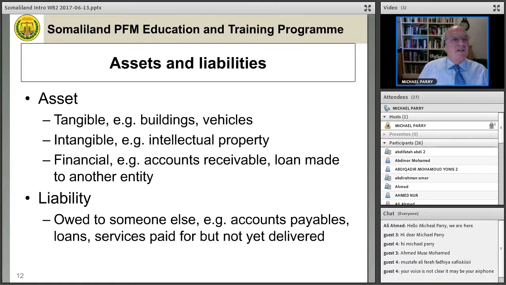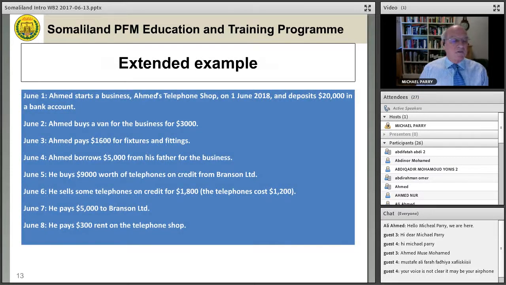An asset can be a tangible asset, such as buildings or vehicles. It can be an intangible asset, such as intellectual property rights. Or it could be a financial asset, an account receivable, a loan that is owed to you. A liability, on the other hand, is something that is owed to someone else. For example, accounts payable, loans that have been made to you, or where you've been paid for services, but you haven't as yet delivered those services. That's a liability. You still have to deliver the service.